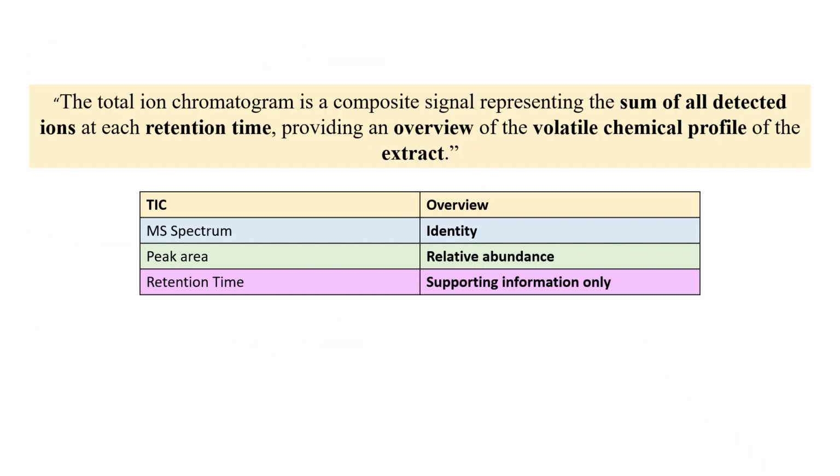The total ion chromatogram is a composite signal representing the sum of all detected ions at each retention time, providing an overview of the volatile chemical profile of the extract. So, the total ion chromatogram gives an overview. The MS spectrum will give identity. The peak area will give relative abundance, and retention time will be the supporting information.